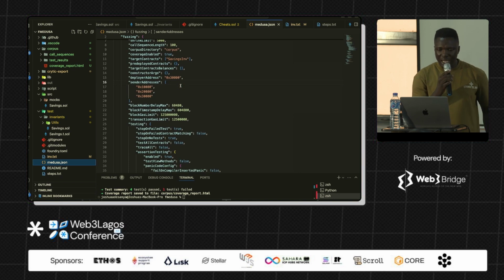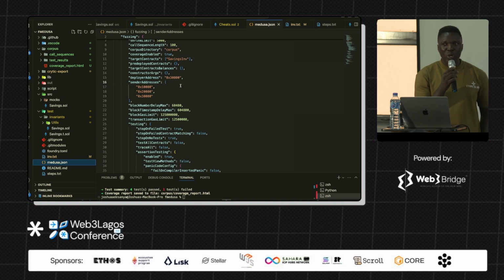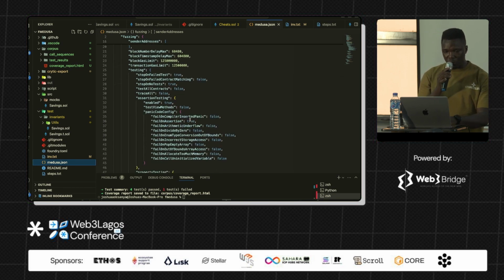Another interesting thing Medusa does is that it gives you the ability to include more than one user. When you are fuzzing in, let's say, Foundry or some other frameworks, by default you can only fuzz with one user at a time, so you need to write a lot of boilerplate. But Medusa comes, by default, with 3 sender addresses, and you can add as many as you want. So by default, when I run my fuzz on Medusa, 3 users are doing all those deposits and withdrawals. But I can add more, and so on and so forth. We can check the rest.